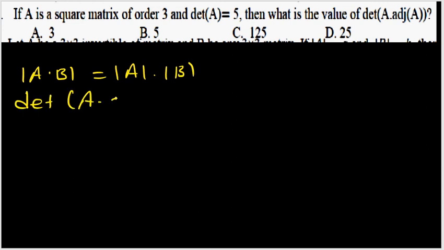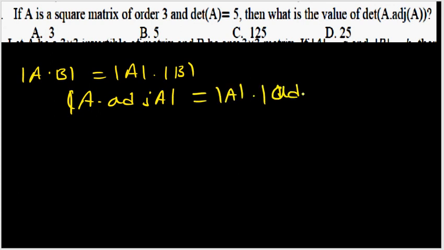Okay, next one. It says if A is a square matrix of order 3 and determinant of A given 5, then what is the value of the determinant of A times adjoint of A? Remember, determinant of A times B, when you have two matrices, it is the same as determinant of A times determinant of B. That's the rule. So determinant of A times adjoint of A means, instead of saying determinant here, better to put in the absolute value, this is the same as determinant of A times determinant of adjoint of A.